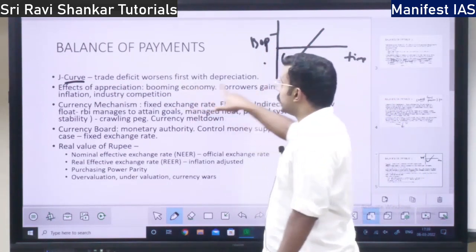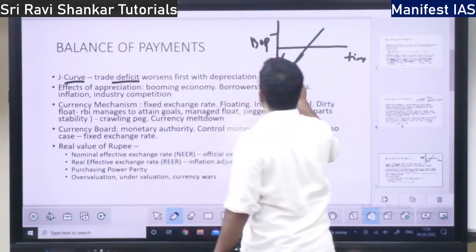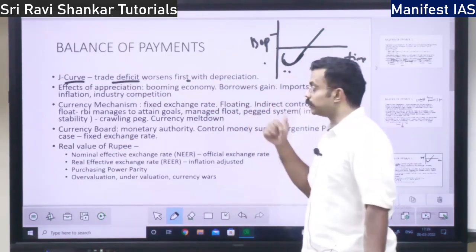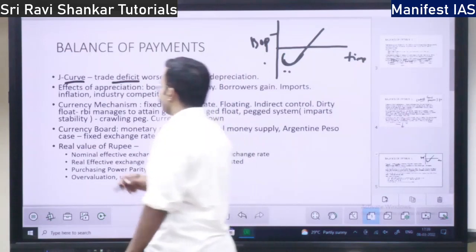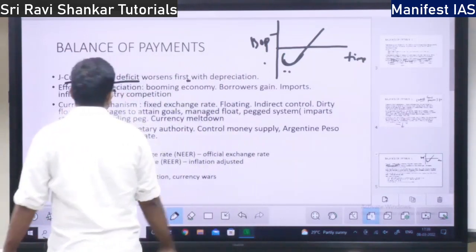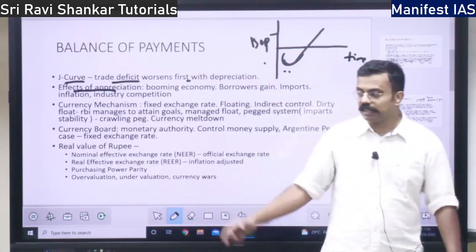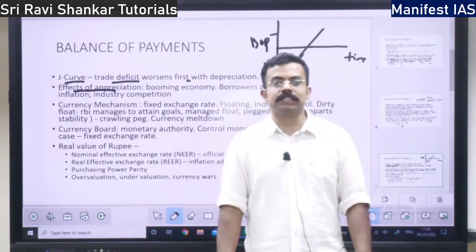So this is called the J curve. Trade deficit first worsens, later it improves and there will be a trade surplus. This is the concept of the J curve. Then you have the effects of appreciation. When does the currency appreciate? The currency appreciates when there is a booming economy, when the economy is growing too much.